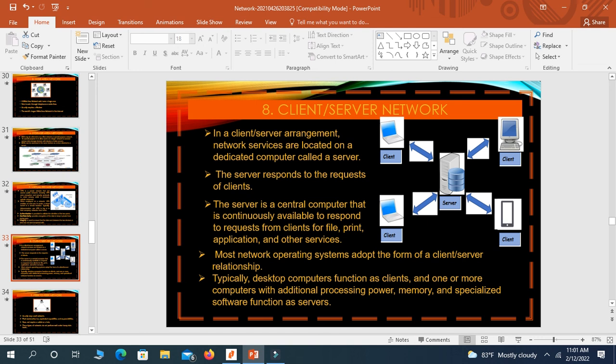Most network operating systems adopt the form of a client-server relationship. Typically, desktop computers function as clients, and one or more computers with additional processing power, memory, or specialized software function as servers. So most of the topics have already been covered in today's session.